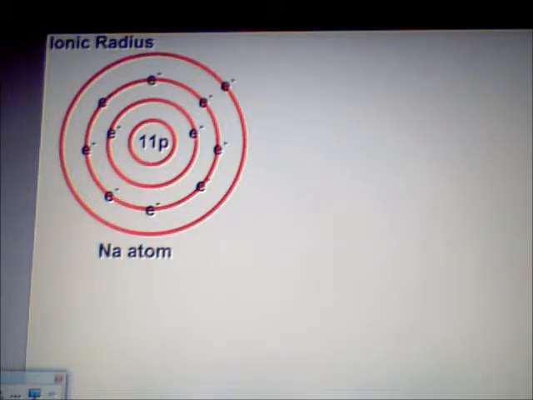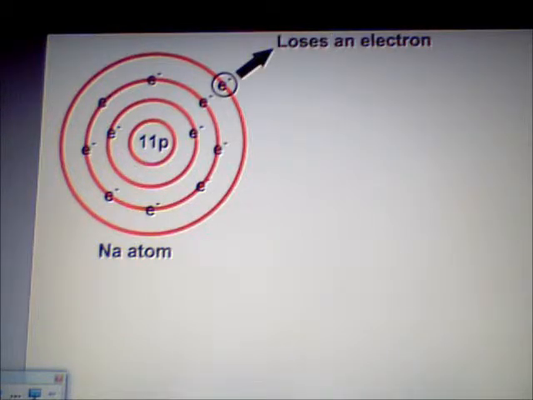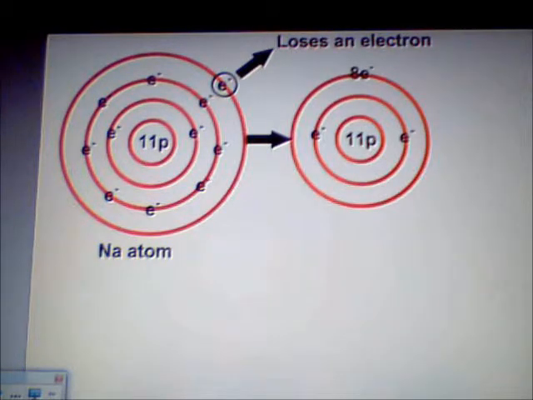On the back of your paper, you'll be taking notes for ionic radius and what happens there. So here you have a sodium atom. Sodium has 11 protons and 11 electrons, but notice that that 11th electron is way out in the 3rd energy level, all by itself. See it? So basically what sodium does is it just loses that 1 electron, and when it does so, it ends up having an octet of 8 electrons in its outer shell that's left over.